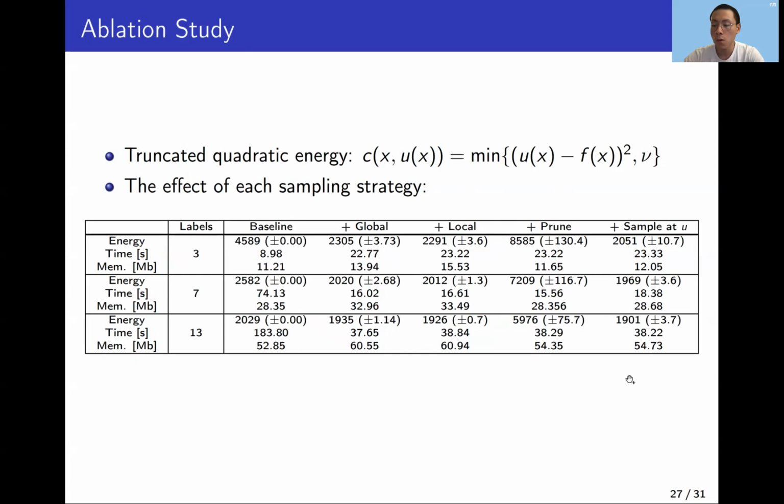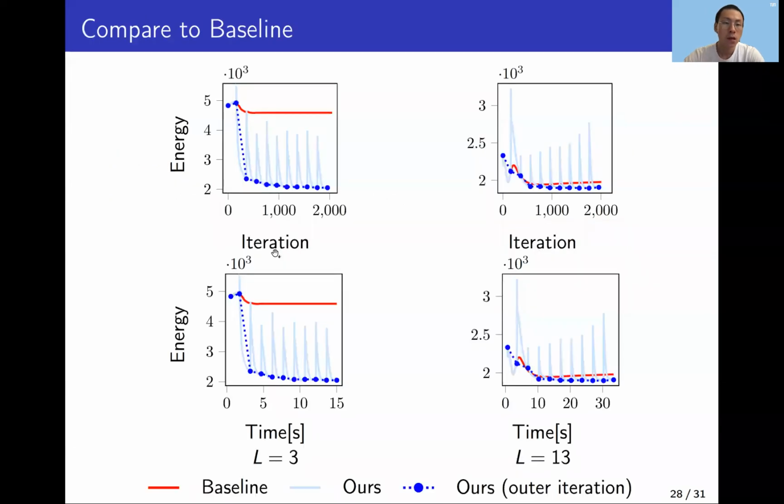So we add one more strategy, sampling at u, which is the current solution. Now we achieve a balance between the energy and the memory space. And also comparing to the baseline regarding number of iterations and time, we can see we require fewer iterations and also less running time to achieve a lower energy for different numbers of labels.